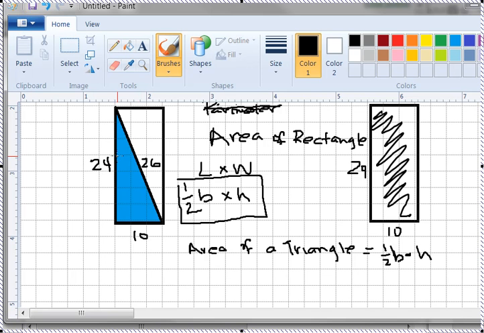So the area of this triangle would be 24 times 10, which is 240, divided by 2, which is 120. Very good job.